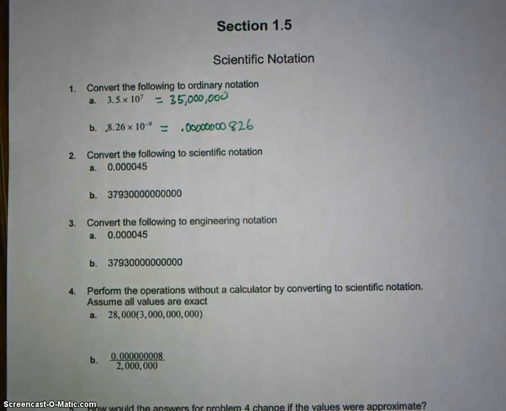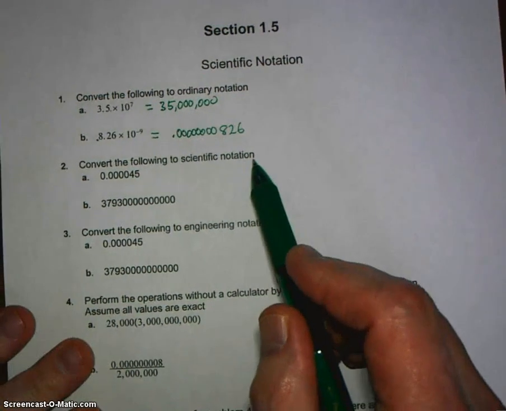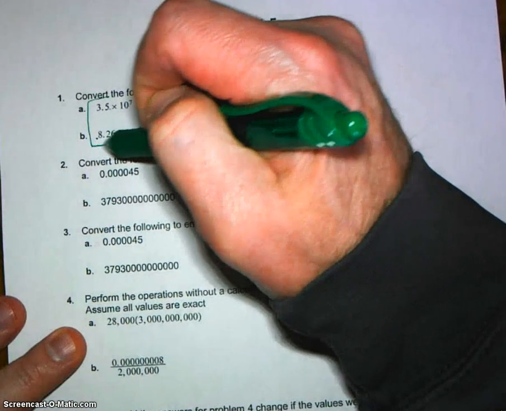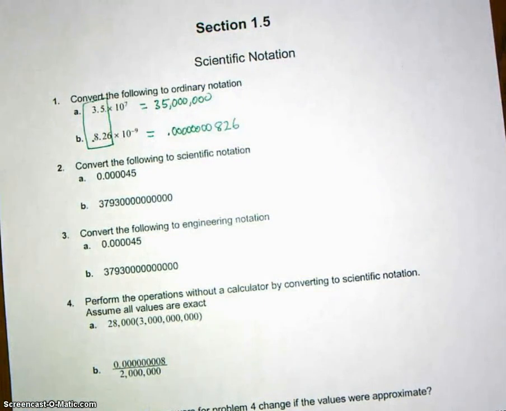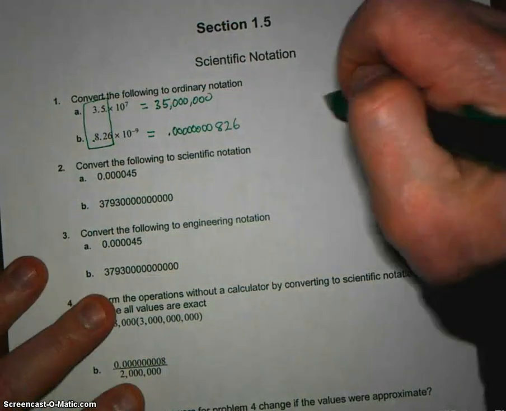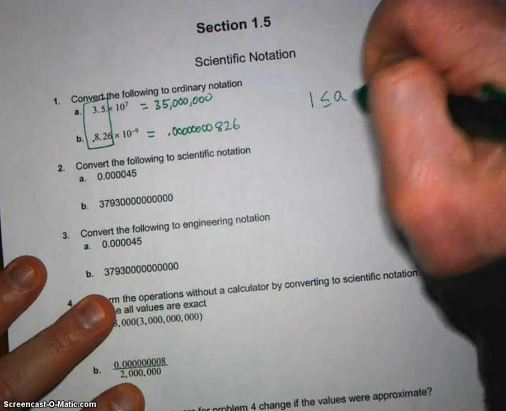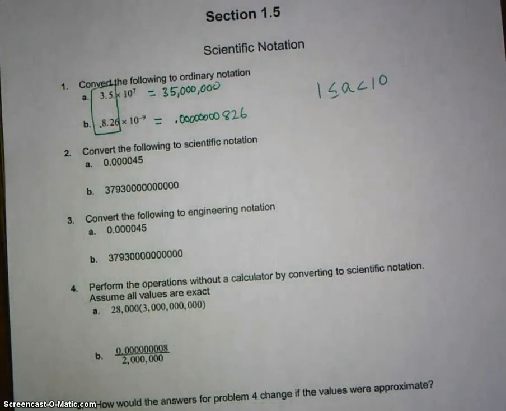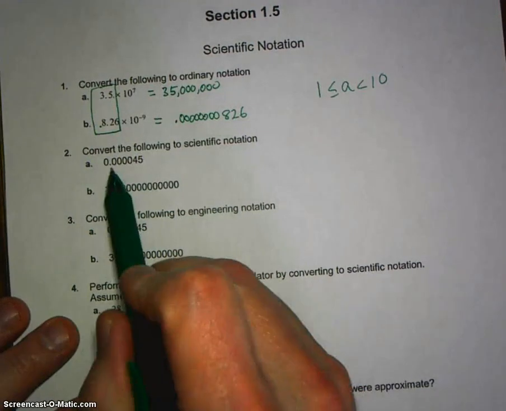All right, now going the other way, convert to scientific notation. The first thing, when we write our number in scientific notation, this first number here has to be, I'll call that number A, between 1 and 10. And it can be the number 1, but it cannot be the number 10.